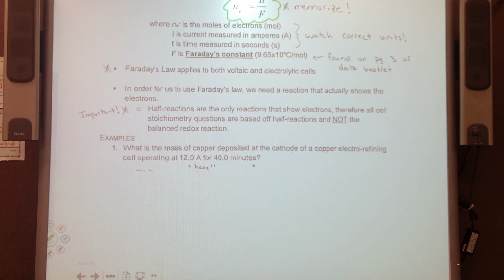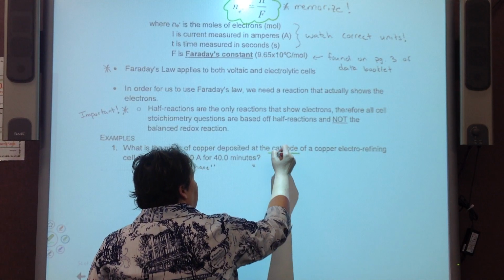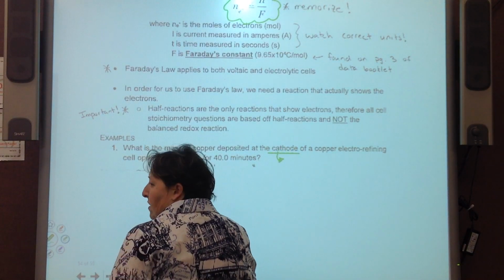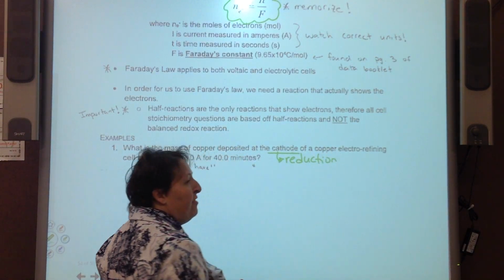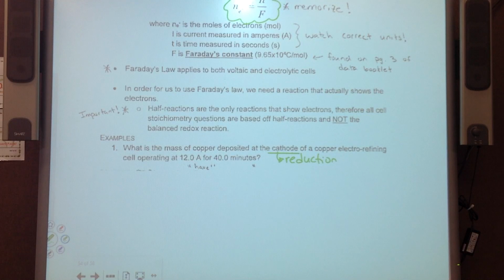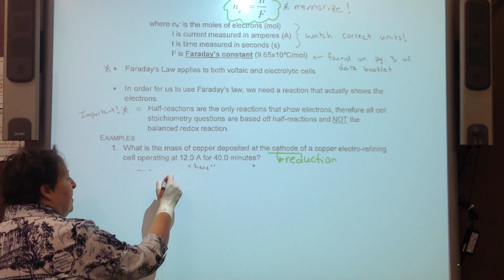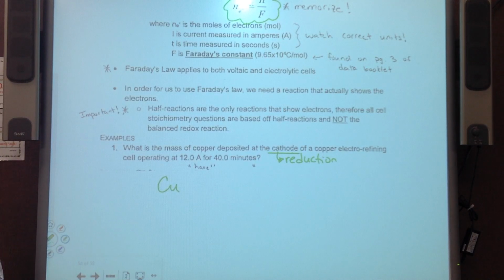So what is the mass of copper deposited at the cathode of a copper electrorefining cell operating at 12 amps for 40 minutes? So cathode is what reaction? Reduction. This is why it's really important for you to remember cathode is reduction and anode is oxidation, because we have no picture. Okay? So if it's a reduction and we're talking about copper, what's happening in my reaction? Gaining electrons.